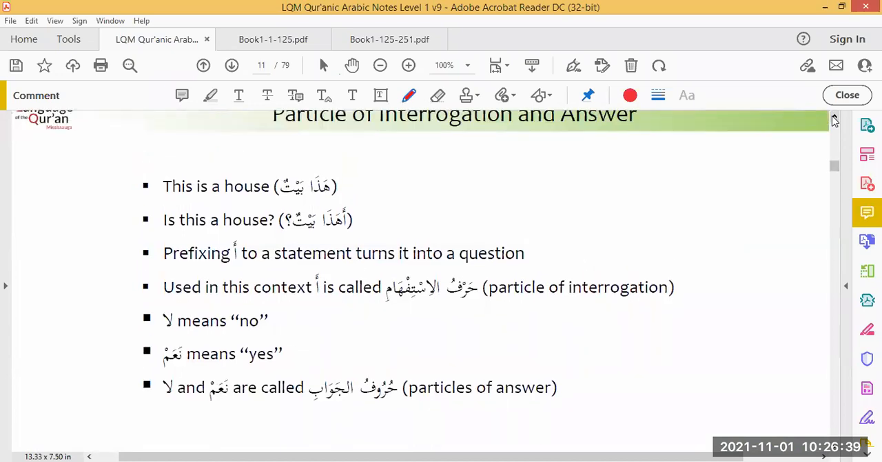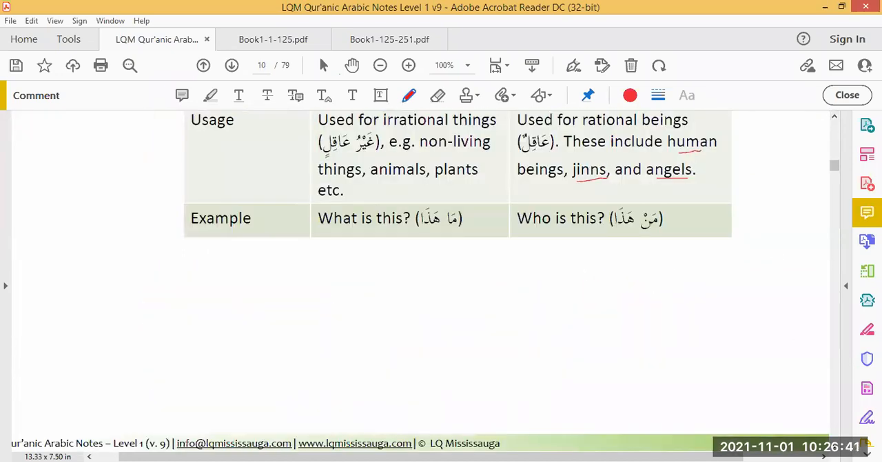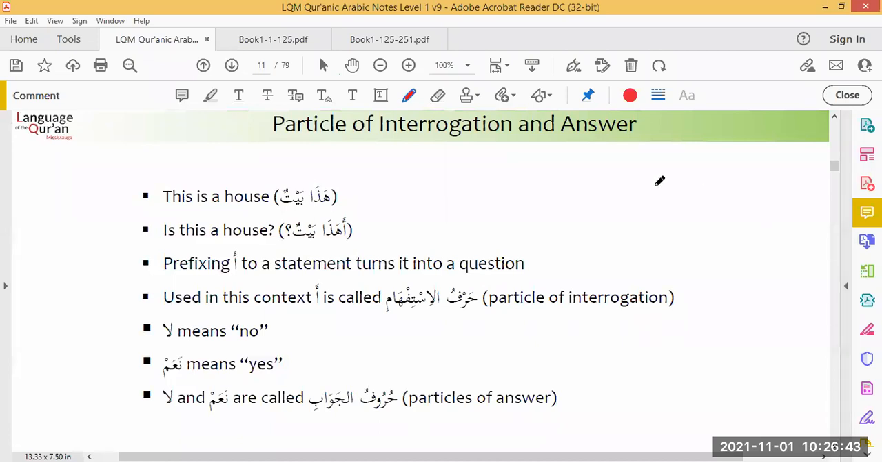Next, we will learn the particle of interrogation, and how to ask a question and how to answer. We call it particle of interrogation. In Arabic, we call it harful istafhami. Harful istafhami, particle of interrogation.